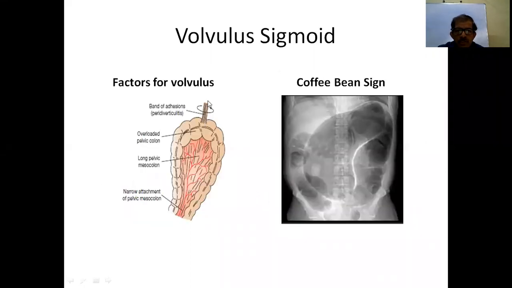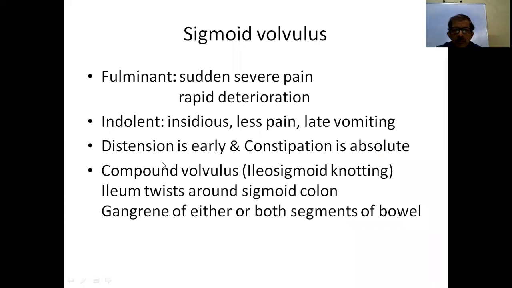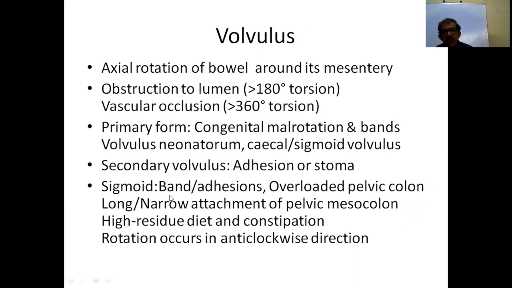See here, adhesions at the apex of the sigmoid colon. If they are there, then it will rotate anti-clockwise like this. The bowel will rotate like this. Then overloaded pelvic colon. Long mesocolon. Some people have so long a mesocolon that it is so freely mobile, and then it will twist. Then narrow. This should be broad like this, whereas it is narrow here. So this is the picture of sigmoid volvulus. So these are the causes. Once again, worth repeating: bands, overloaded pelvic colon, narrow long attachment, and high residue diet, and the rotation will be in anti-clockwise direction.